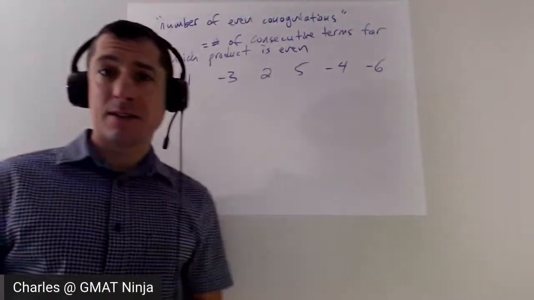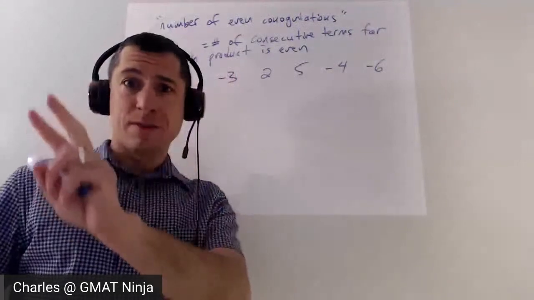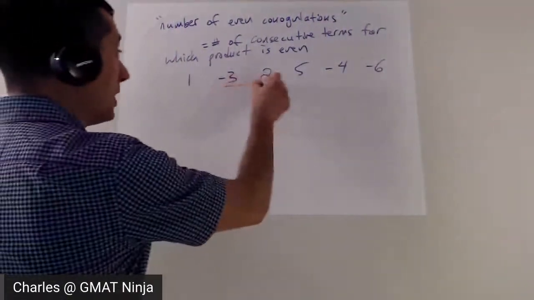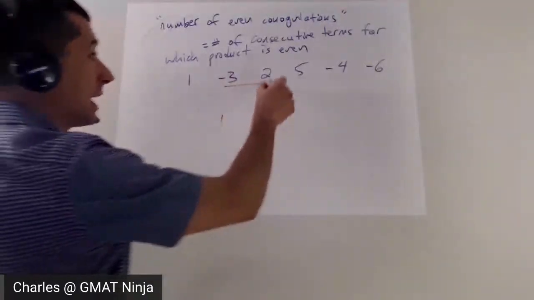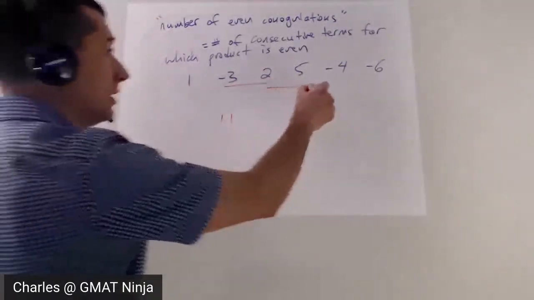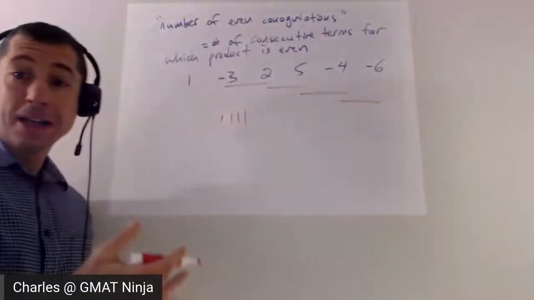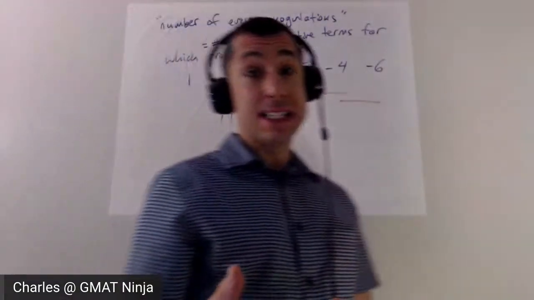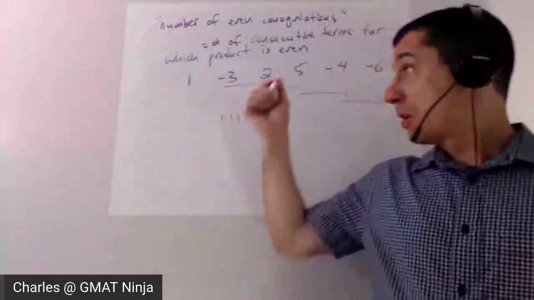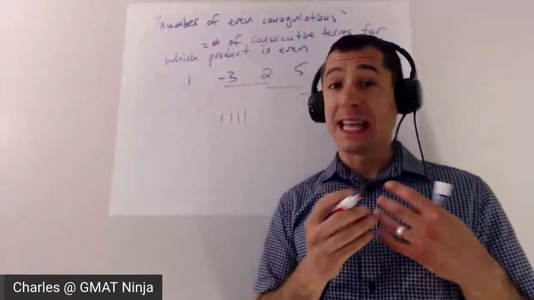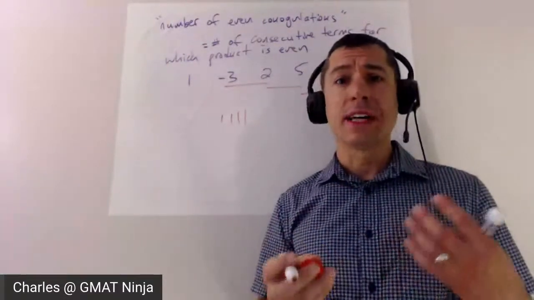Well, what does that mean? So in any consecutive pair of terms, is there at least one even? Great. Well, I've got one here. Just tally them up. I got another one here. That's two. I got another one here. That's three. I got another one here. That's four. And that's all this question is. That's it. And again, I'm not being creative. I mess around with the wording just a little bit, but this is almost exactly the type of thing you see on the test all the time.